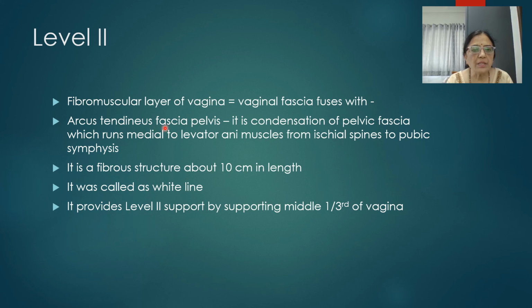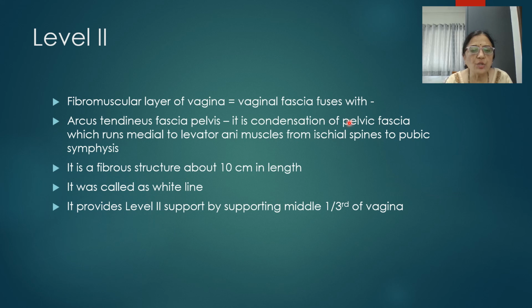Now, what is this arcus tendineus fascia pelvis? It is also a condensation of pelvic fascia, which runs medial to the levator muscles from the ischial spines to the pubic symphysis. So, it is also a condensation of endopelvic fascia actually. Endopelvic fascia is the fascial tissue which is present in the two leaves of the broad ligament as well as everywhere in the pelvis; all the pelvic viscera are surrounded by loose areolar tissue, that is called endopelvic fascia.